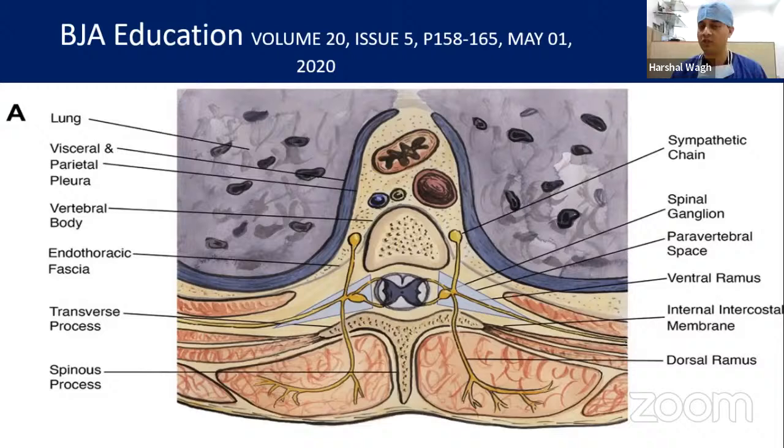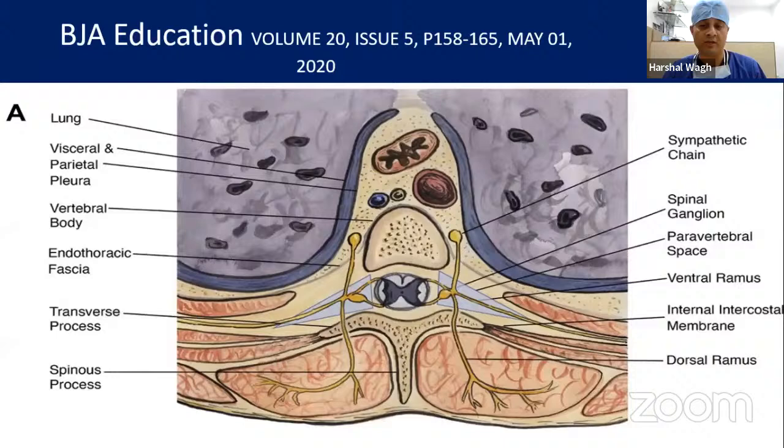So this is a cross section of the thoracic area, showing the lung and the vertebral body. On the sides are the spinous or the transverse processes, and that's the spinous process. To the transverse process are attached all the intercostal muscles. The nerve root that comes out of the intervertebral foramen gives off a ventral ramus, which continues as the intercostal nerves, and a dorsal ramus that mainly supplies the skin and subcutaneous muscles about the midline of the back and a little bit lateral to it.